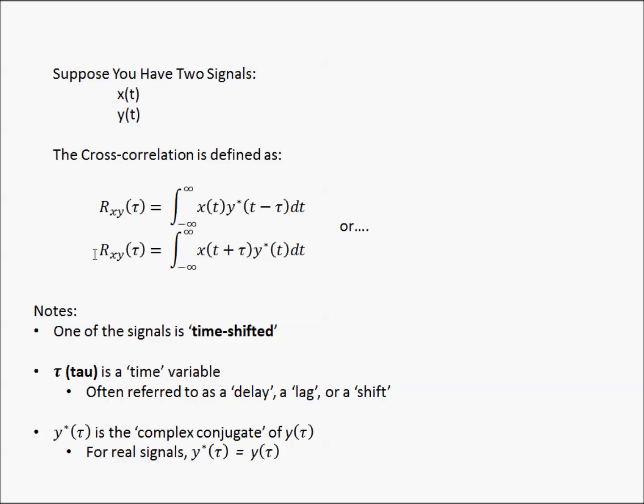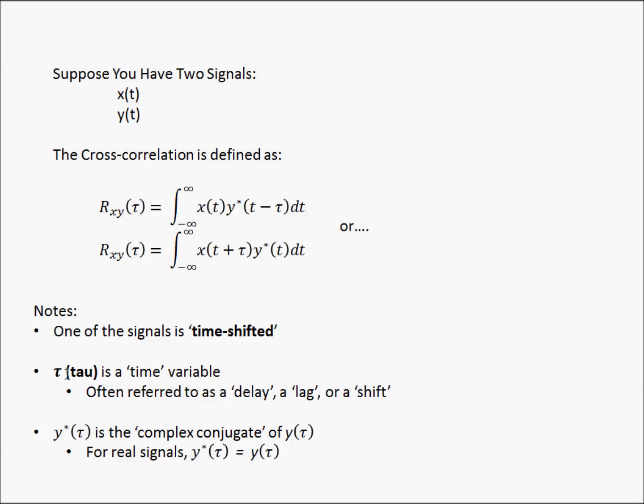This is also an equivalent definition if you do some variable substitution. So either of these two definitions will work. We'll be focusing in our examples using the first definition. A couple notes. First off, one of the signals is time shifted. So remember in our review, if you have a t minus variable as your argument, the resulting property is to shift the function left or right in time.